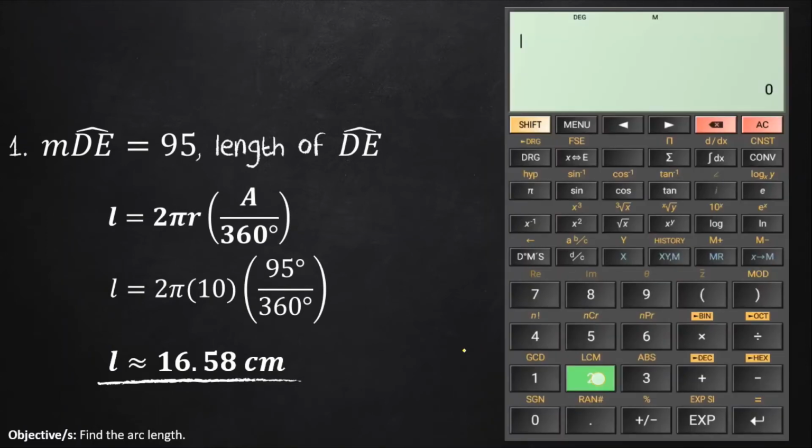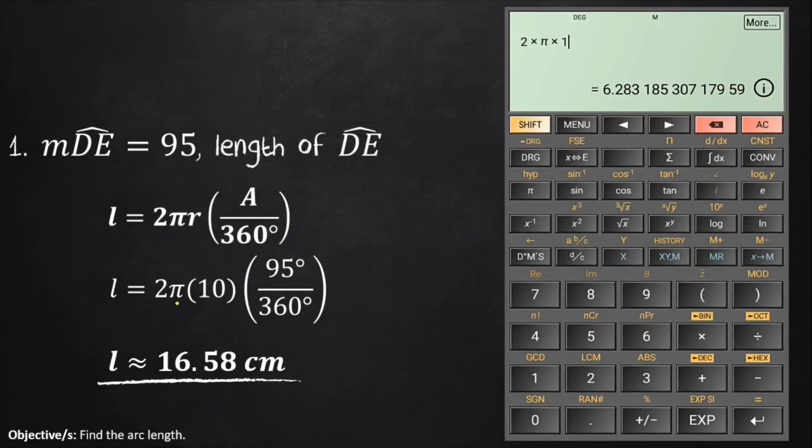Pwede rin nating direct na makalculate ang arc length using our calculator. So, sundan lang natin itong solution natin by typing in 2 times pi times 10 times, we have quantity 95 divided by 360 degrees. So, the answer or the arc length is 16.58 rounded off to 2 decimal places or dun sa hundredths place value natin.